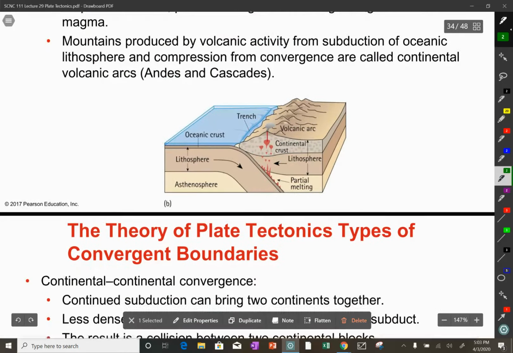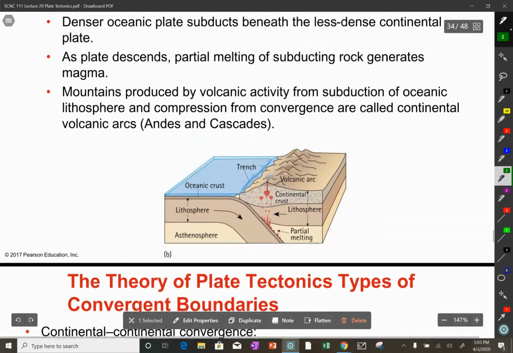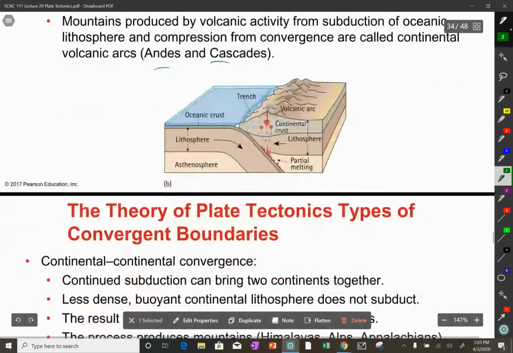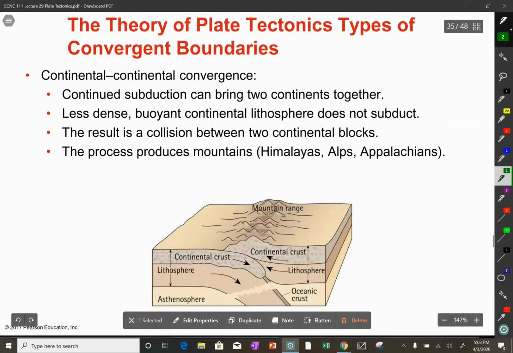I don't know why I have another picture showing this. The difference in this one is it shows the trench closer and shows the volcanoes occurring on land, and gives us a couple examples. The Andes and the Cascades are additional regions that were created by this process.